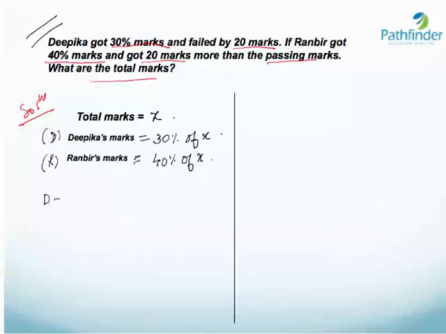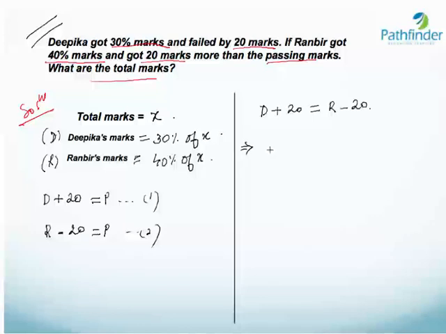Deepika's marks plus 20 must be equal to passing marks. And similarly, because Ranbir got 20 marks more than the passing marks, that means Ranbir's marks minus 20 must be equal to passing marks. So if we carefully look at 1 and 2, and if we equate 1 and 2, we will get Deepika's marks plus 20 must be equal to Ranbir's marks minus 20. So what does that give you?